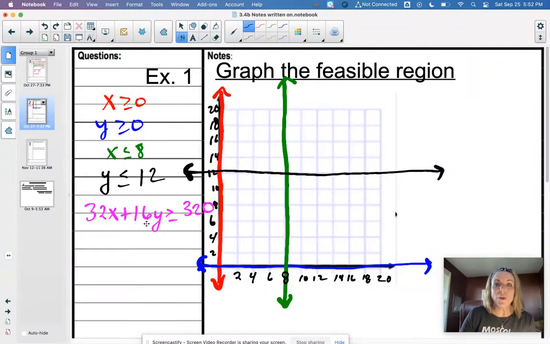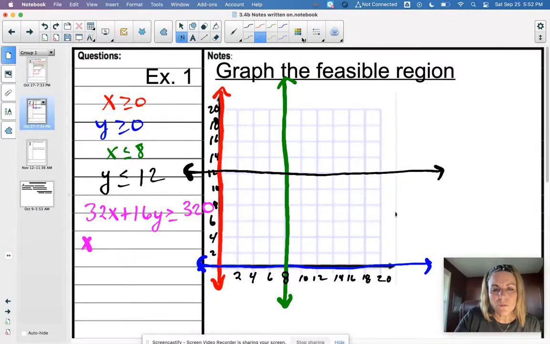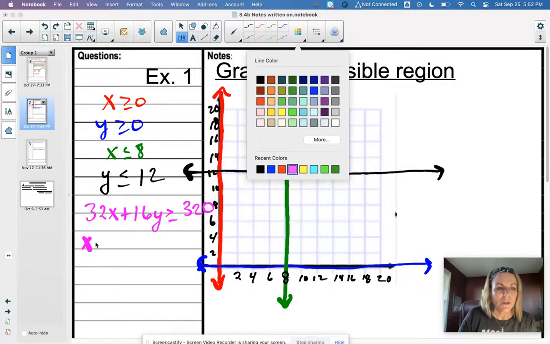So before we can graph the pink line, I think the easiest way to do this is, again, we're going to find x-intercepts and y-intercepts. So there we go. Okay, so the x-intercept means I'm going to set y equal to 0. So we're going to do this right now. And I'm just going to use an equation. I'm not worried about shading right now.